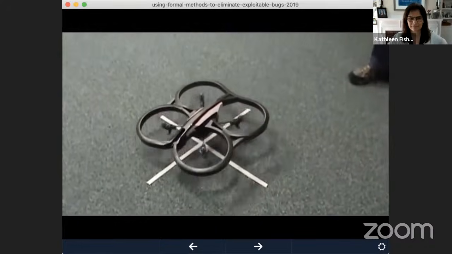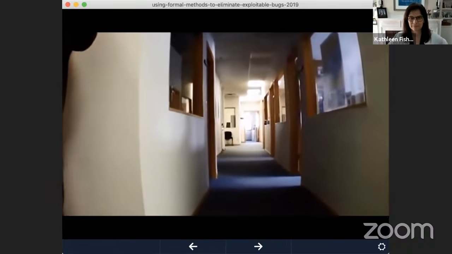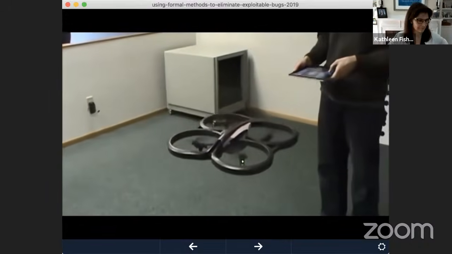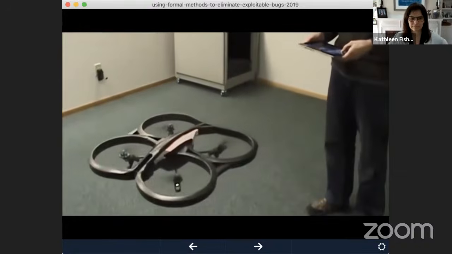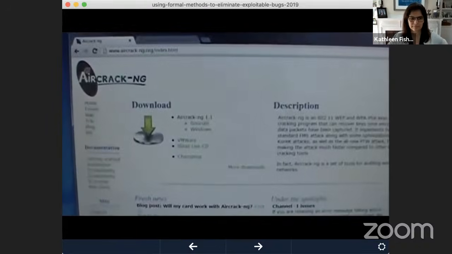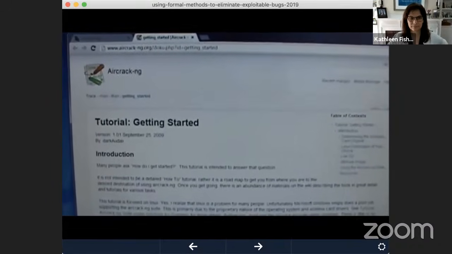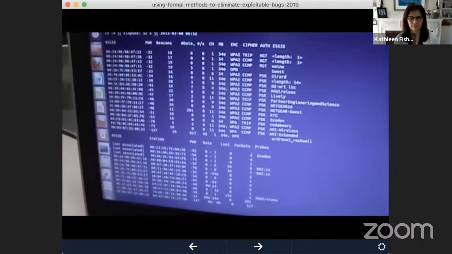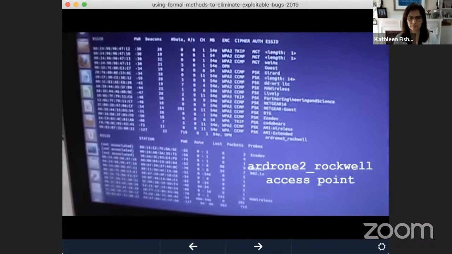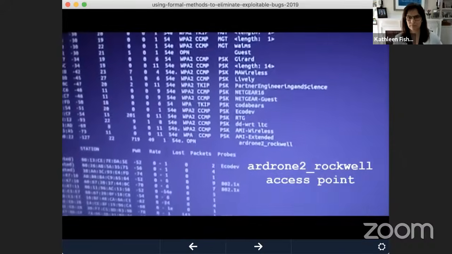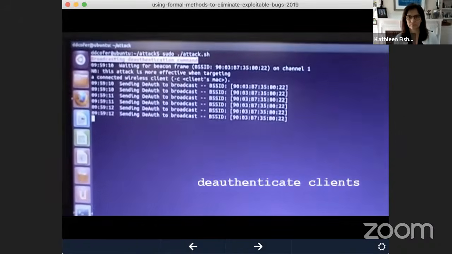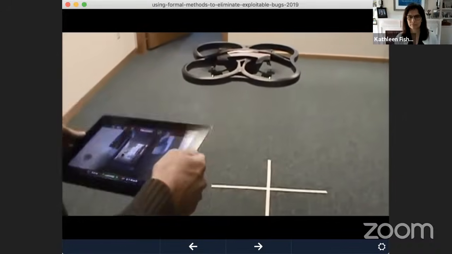The AR drone is controlled using standard Wi-Fi technology. It acts as a Wi-Fi access point to which you can connect with a phone, tablet, or PC running the ground station application. Aircrack is a readily available software package for monitoring and injecting traffic onto wireless networks. We will use it to attack the AR drone from this laptop. First, we identify the physical address of the drone access point. Next, we send commands to deauthenticate all clients, including the ground station.